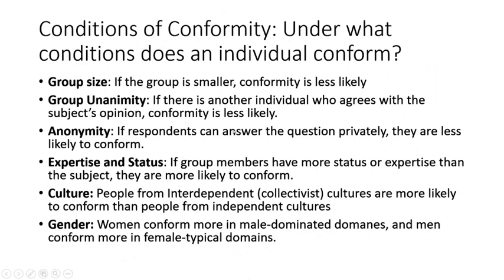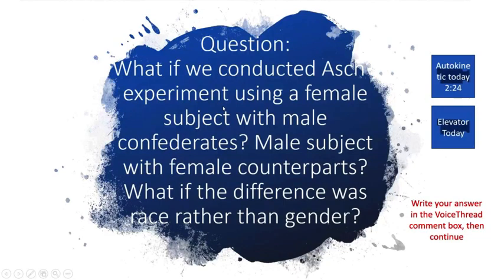So, the question that I have for you relates to this expertise and status that I briefly brought to your attention. What if we did Asch's exact experiment? This is the first comment where I want you to pause this and go write your answer down. What if we conducted the Asch experiment using a female subject, but all the Confederates were male? Picture that all the people saying 1, 1, 1, 1 incorrectly were male and there's a female. Is she more likely to conform? And what if we reverse that, with female Confederates, and the male is the subject? Is he less likely to conform?